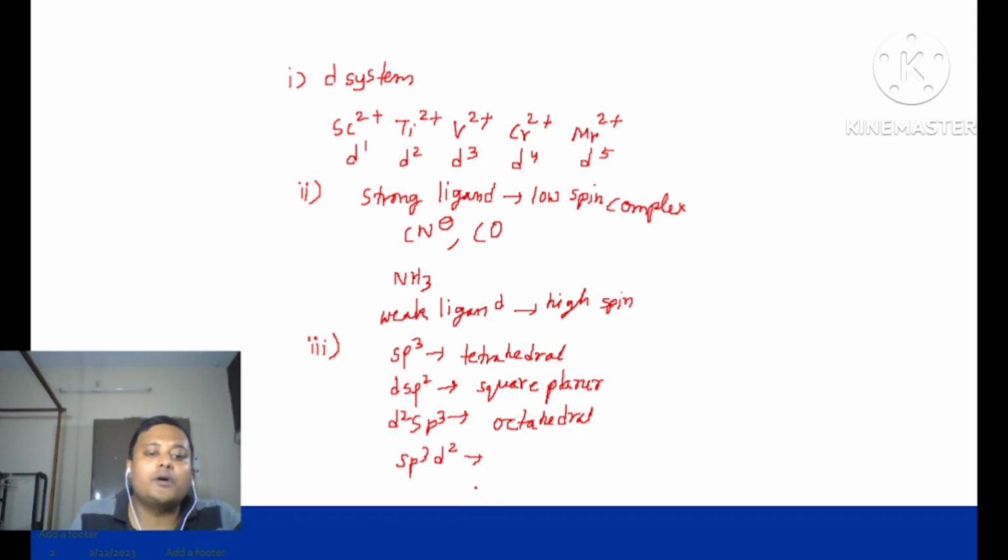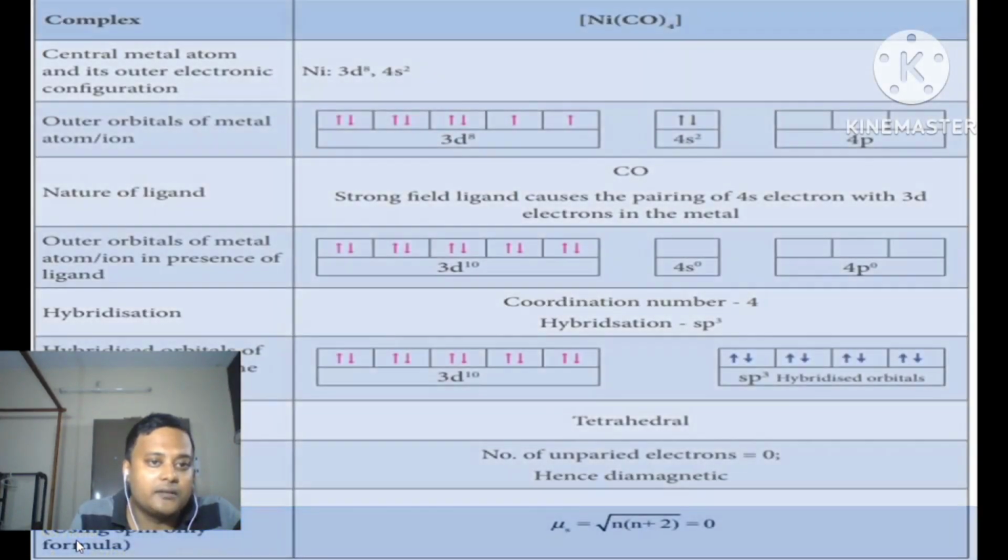And the fourth one is the magnetic property. If it contains unpaired electrons, it is paramagnetic. If it does not contain unpaired electrons, it is diamagnetic. Next we will discuss a few examples.